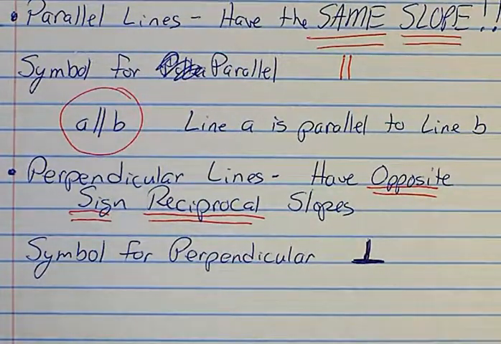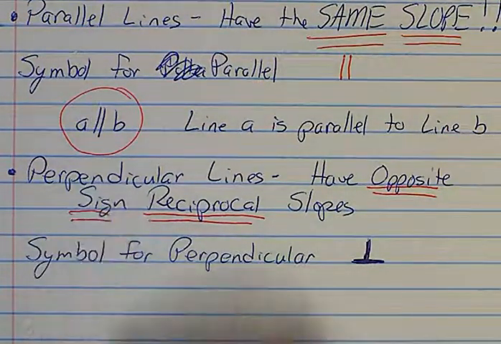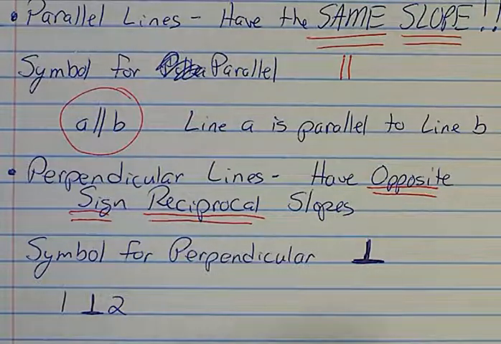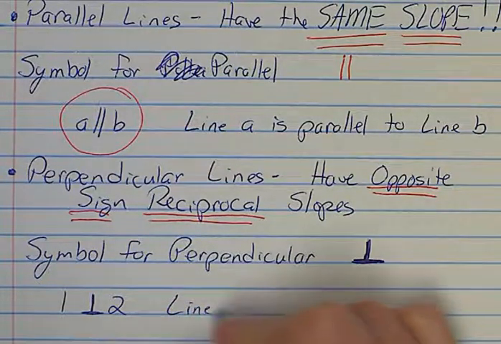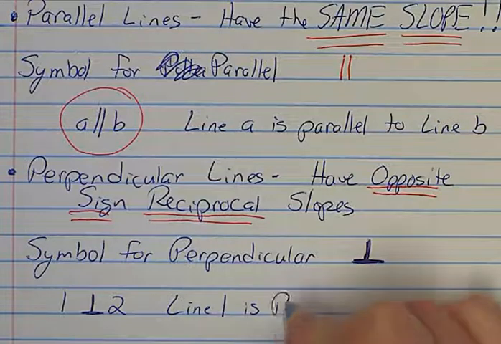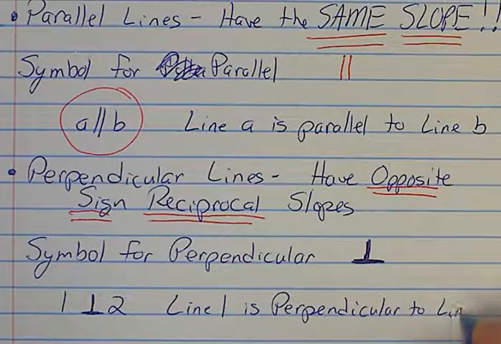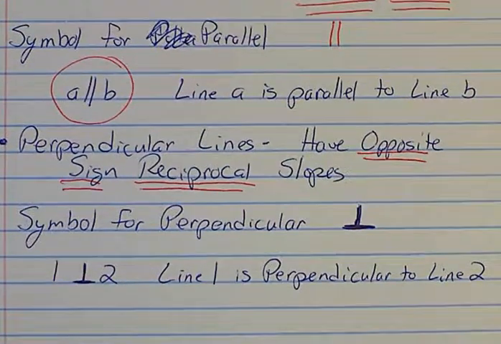And it'll have the same setup. Sometimes they'll use numbers instead of letters. So they may do like 1, the upside down T, and then the 2. And that just means that line 1 is perpendicular to line 2. And again, I'm flashing back to the geometry days.